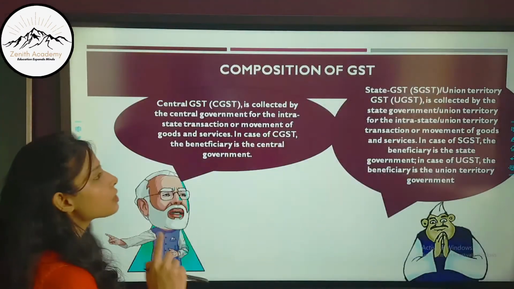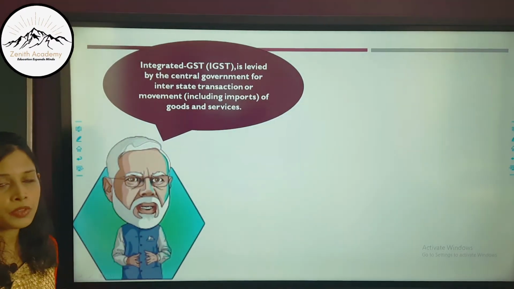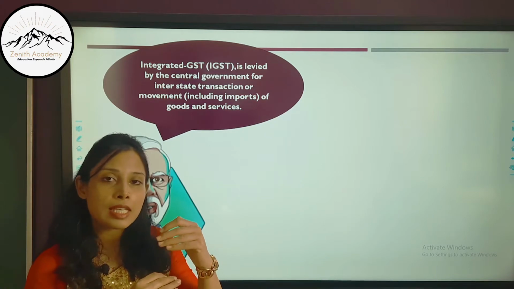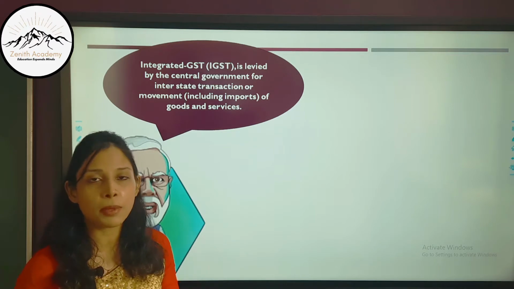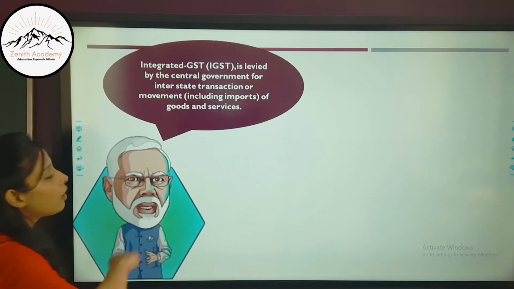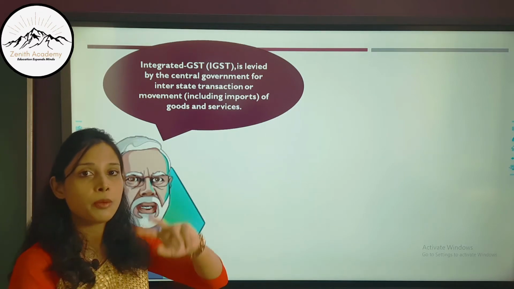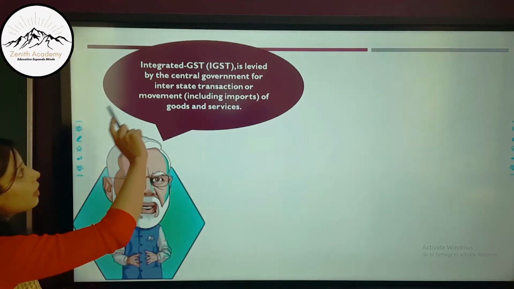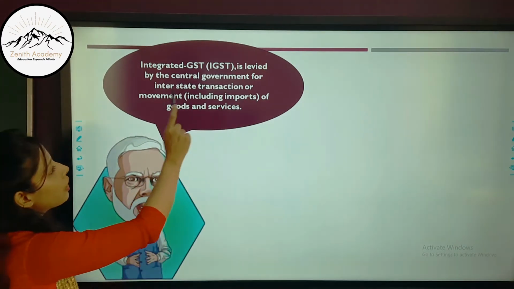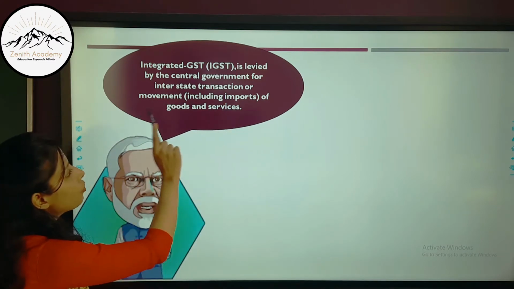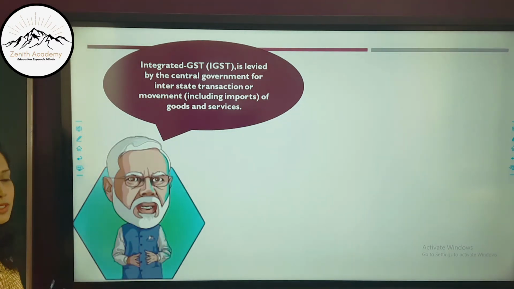Now there is one more, that is integrated GST. Now we have CGST and SGST for intrastate or intra-union territory purchases or sale. Now for sale from interstate transaction, that is sale between two states, integrated GST is levied by the central government for interstate transaction or movement, including imports of goods and services.